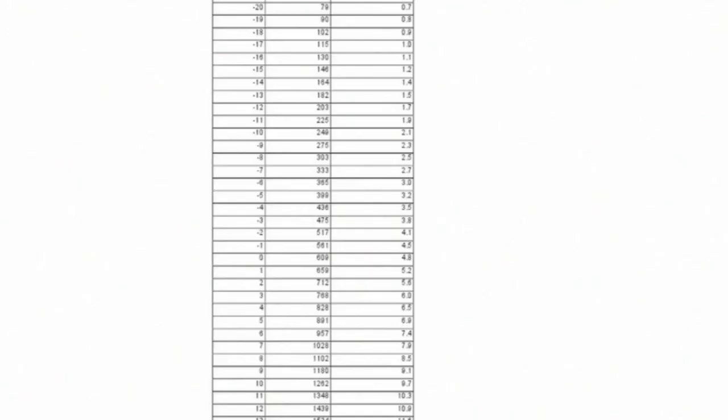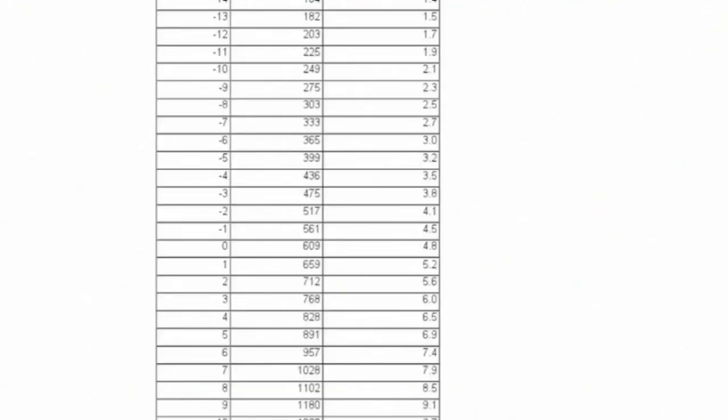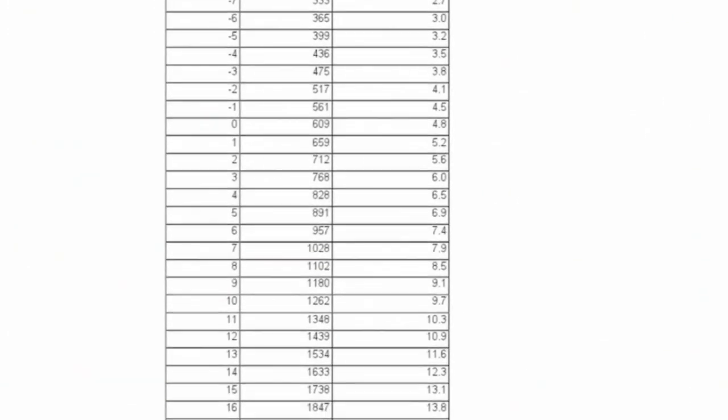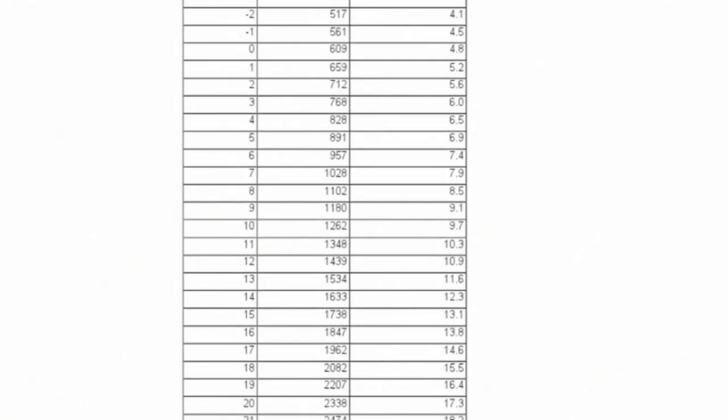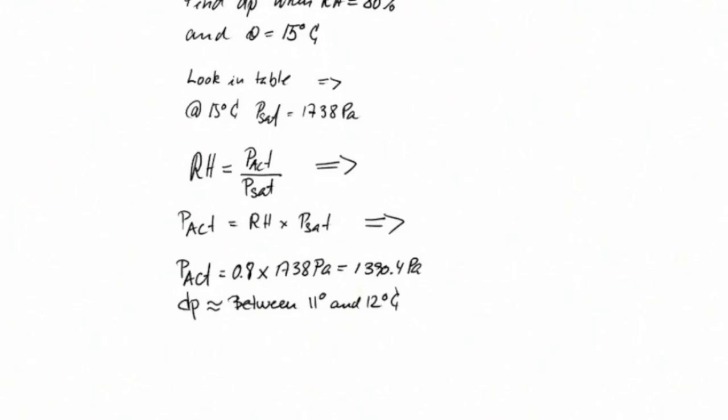So we're in the table showing corresponding values of temperature and vapor pressure, and I think I have to zoom in a bit and then move it, because I'm looking for around 1400, and you can see 1400 is happening between 11 and 12 degrees. So at around 11 and 12 degrees, this is where our dew point is. So dew point is between 11 and 12 degrees Celsius.